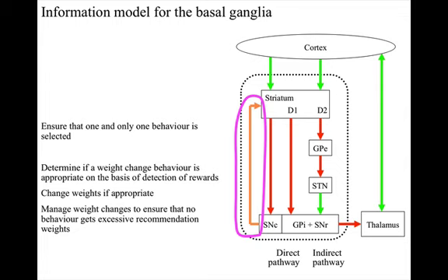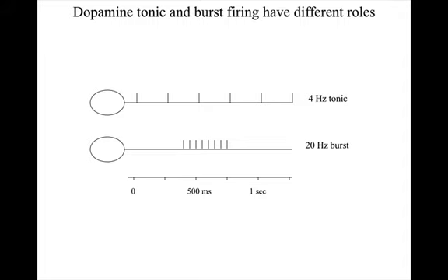We've identified more than one role for the dopamine link between the SNC and the striatum. One is ensuring that one and only one behavior is selected. The other is regulation of changes to recommendation weights in various ways. Let's have a look at how this occurs on a more detailed level.